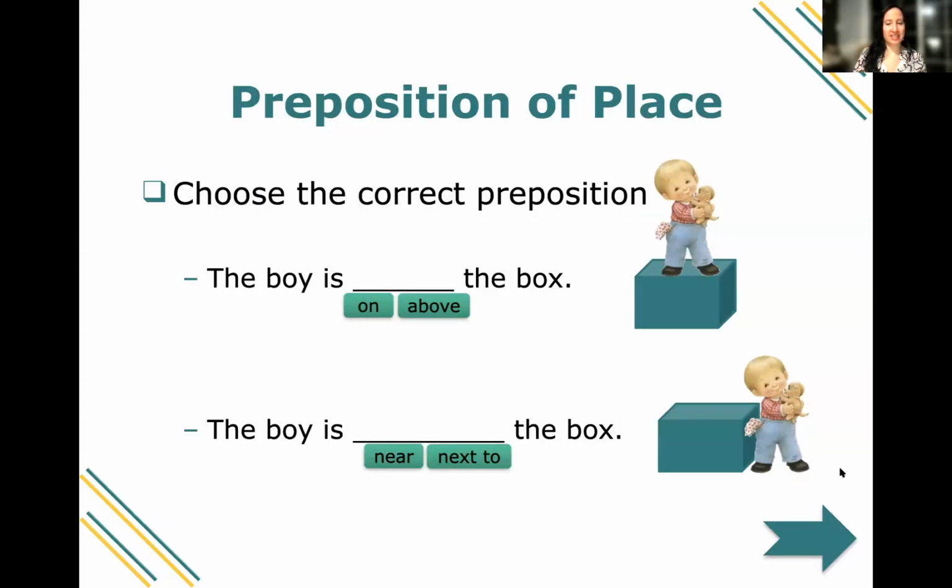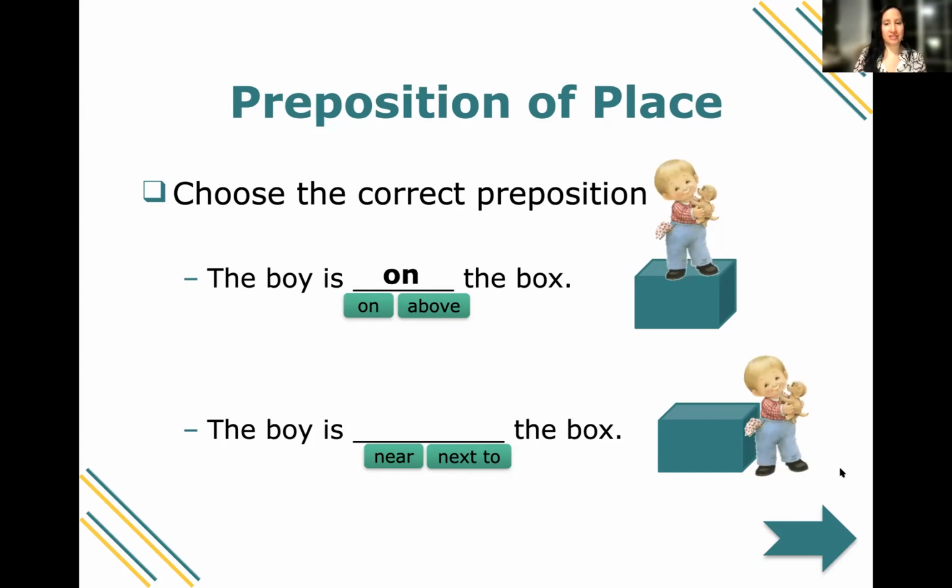Preposition of place. Do you remember one of my past videos on Betty Boop? If you haven't, check it out. You can learn all the prepositions of place. So let's choose the correct preposition here. The boy is on the box. Look at the boy. The boy is above the box. So remember, look closely at the boy. Is he on the box or above it?